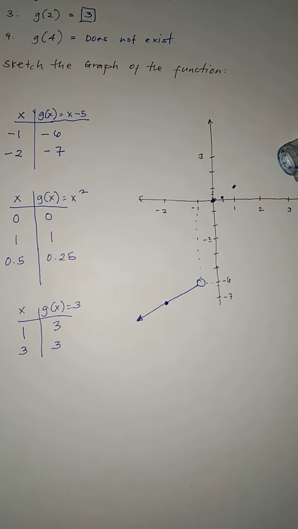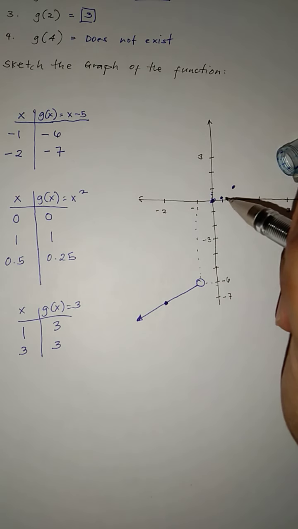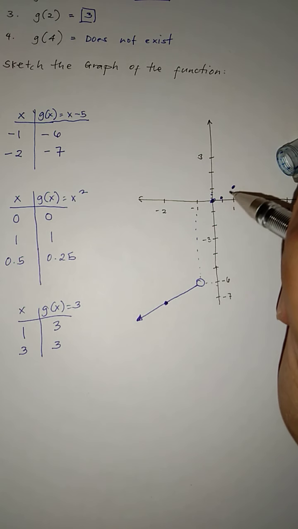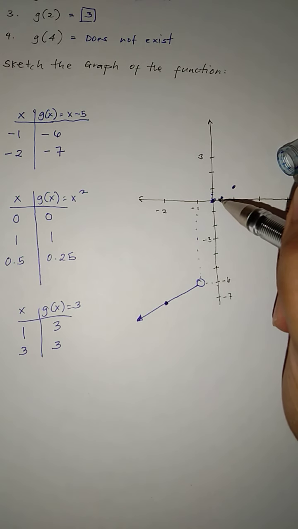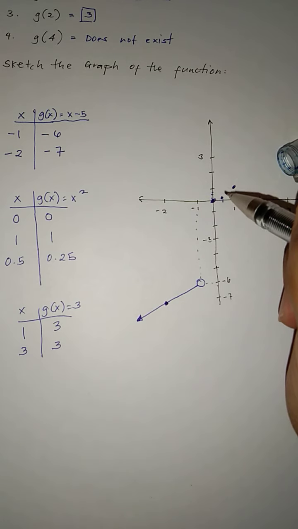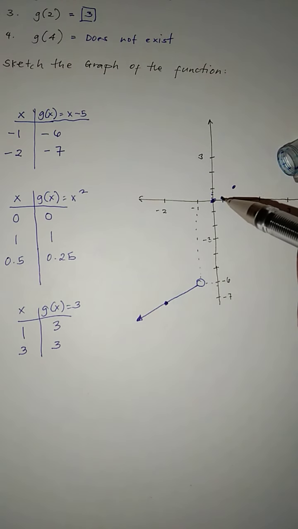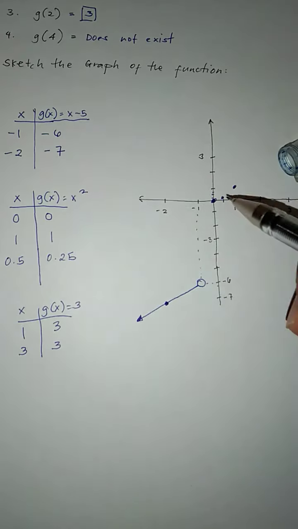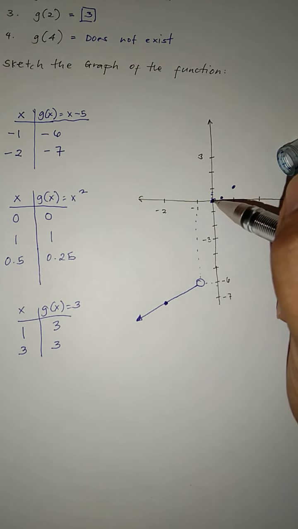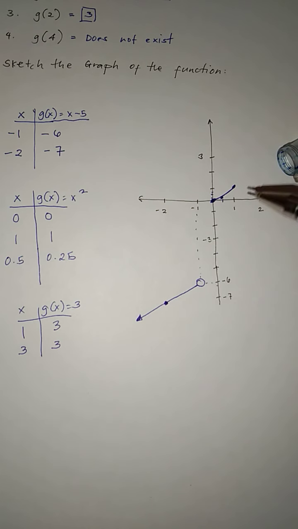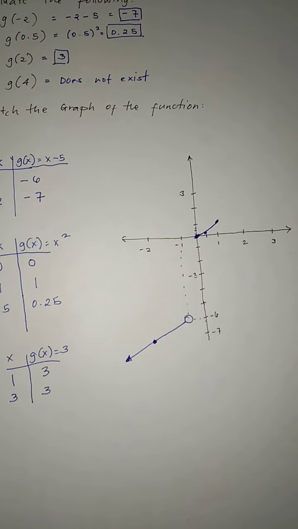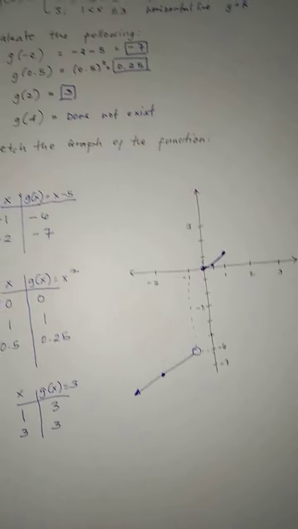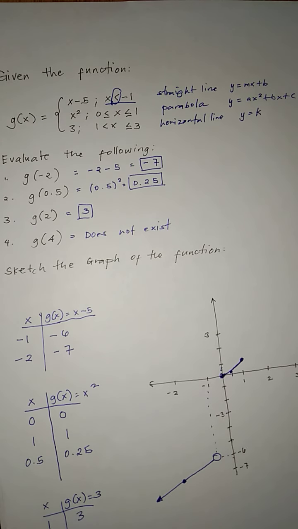Now, as I told before, a parabola is different from a straight line, so do not just connect this one into a straight line, make it a bit curved just like a parabola, this one. Okay, so shaded dot.